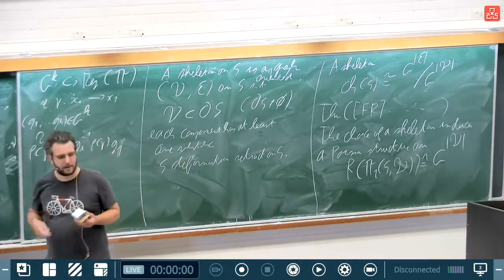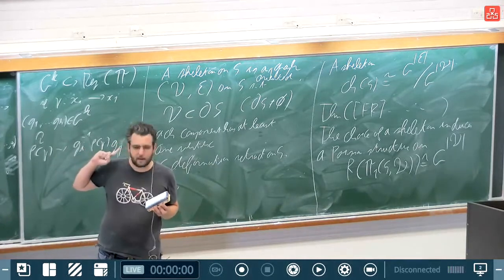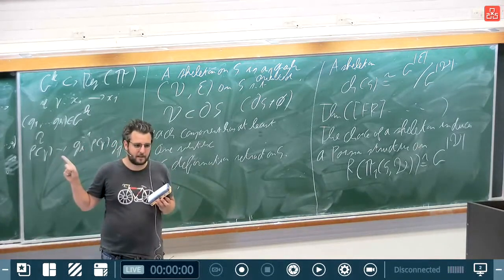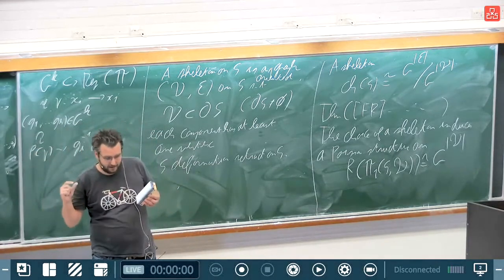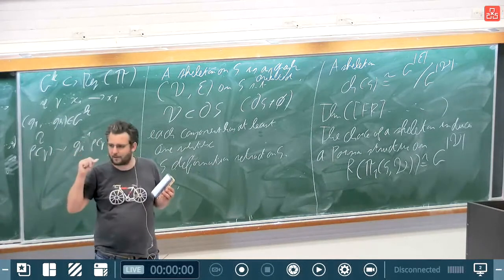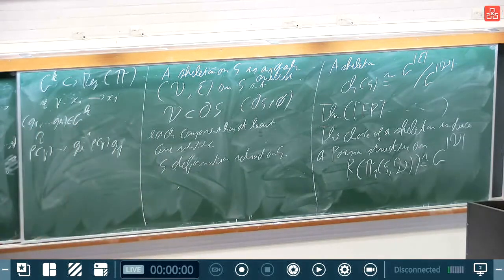Yeah, so he's asking why it's again G. The thing is that in both cases, I'm talking about the representation variety. So the character variety of the disk is actually equivalent.